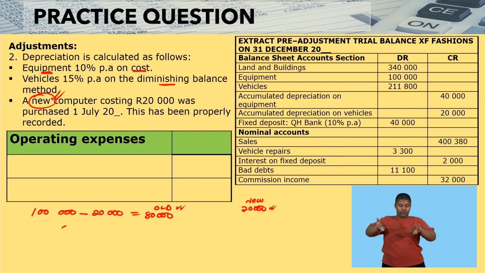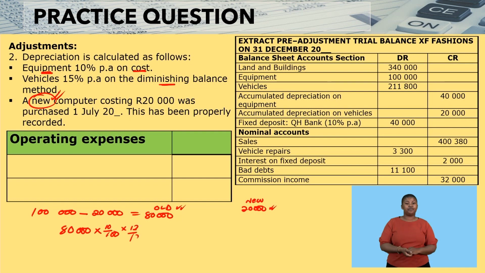The old is 80,000 multiplied by the depreciation rate, which is 10 over 100, multiplied by 12 over 12. This will give me the depreciation amount. Please punch that in your calculator. You will get 8,000. Let's come to the new one.